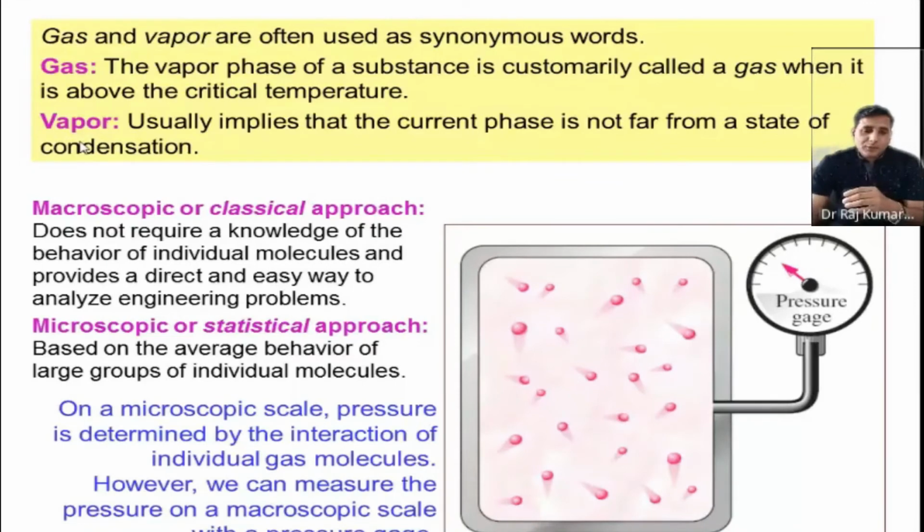Now, one more term we talk about here: macroscopic, or we say classical approach, and microscopic, or statistical approach. Macro means just like you see this container here. In this container there are several molecules moving here and there. One person will say, okay, I am only interested in what this container is.